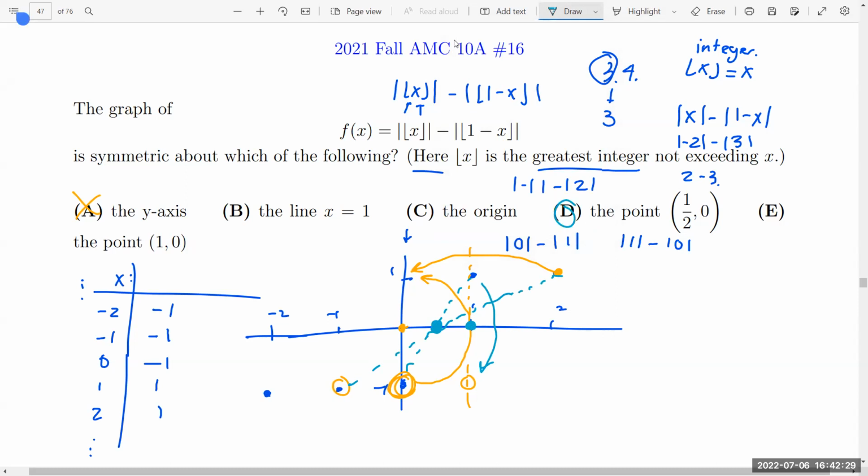And you can notice that if you plug in 1 minus x for x here, you get the same thing, but it's switched. So you switch these two terms, which means you take the negative of f. As a result, you can see that x and 1 minus x are kind of anti-symmetric. If you switch these out, you get the negative of each other. So that gives us the point symmetry about 1/2, which is the average of these two points. So that also makes sense in the algebraic way. So D must be the correct answer.